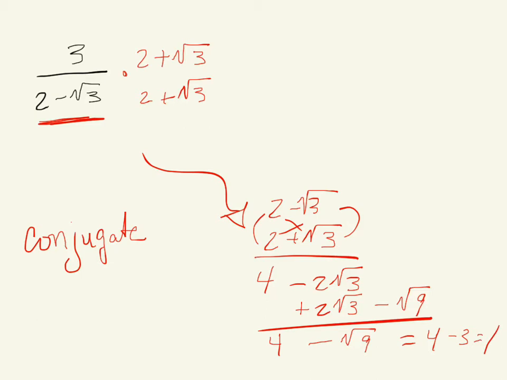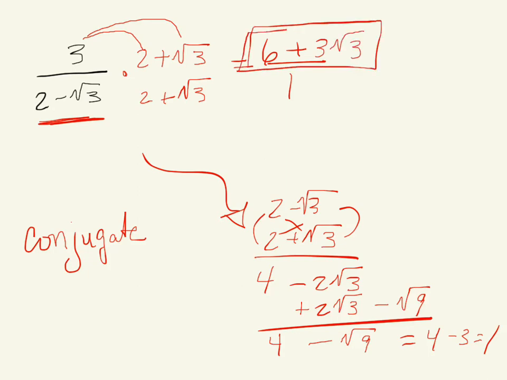So on the bottom, we got 1. On the top, this is the distributive property. 3 times 2 is 6. 3 times 1 root of 3 is 3 roots of 3. So we end up getting this as our answer: 6 plus 3 roots of 3 over 1, but it's just 6 plus 3 roots of 3.